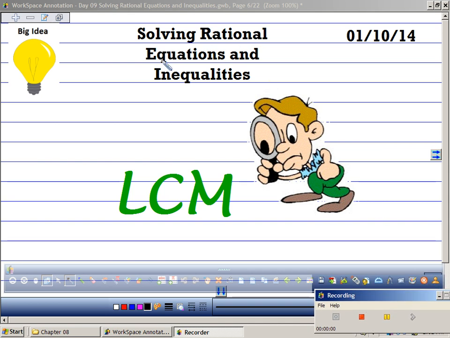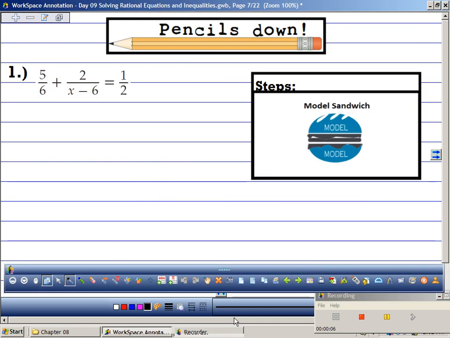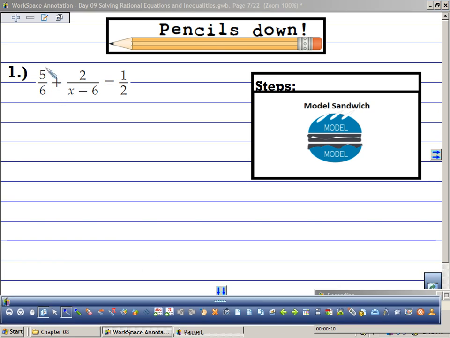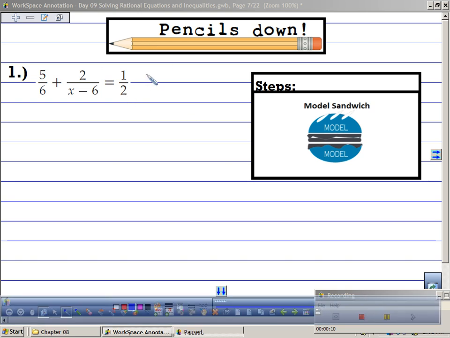To solving rational equations and inequalities, and today we are looking for an LCM. Okay, so let's start with this first one. I've got 5/6 plus 2 over x minus 6 equals 1/2. So the first thing I'm going to do is find my LCM. I have an x minus 6, I have a 2, and I have a 3. 6 is represented up there, x minus 6 is represented, and 2 is represented. I also need to pay attention to the fact that x cannot equal 6.